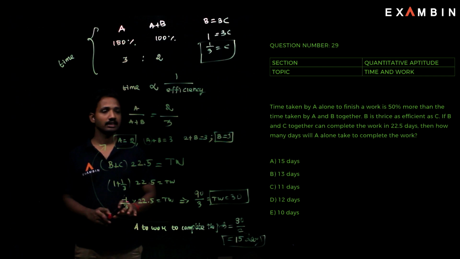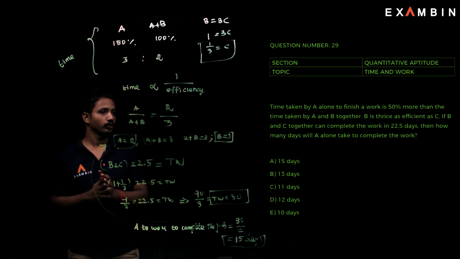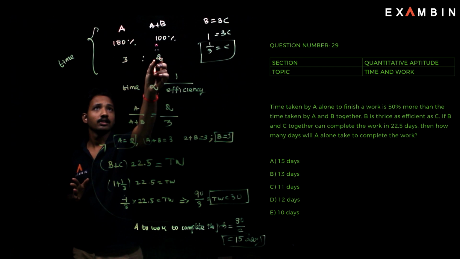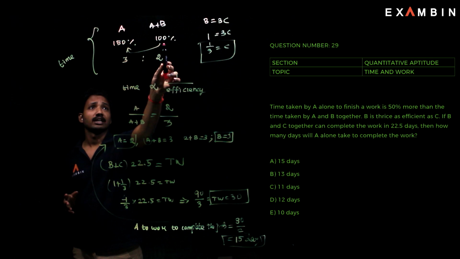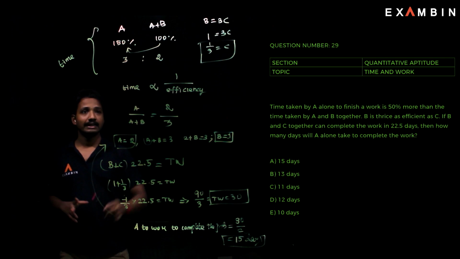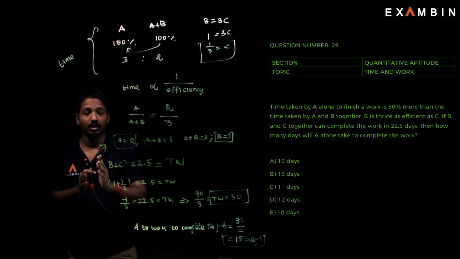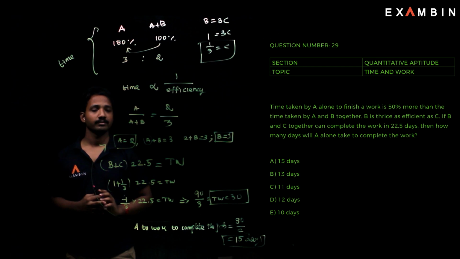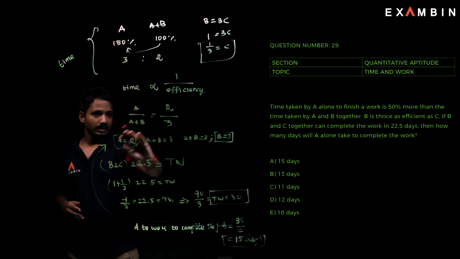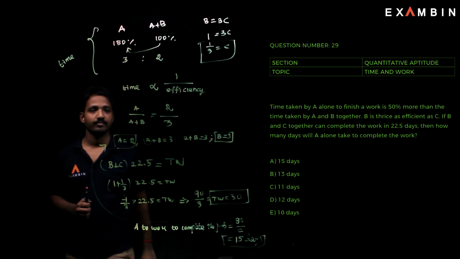So let's do a quick recap of this question. The time taken by A alone to finish the work is 50% more than A plus B. By reducing 150 and 100, we get 3:2. Time is inversely proportional to efficiency. So we write A is to A plus B as 2:3, that is, A divided by A plus B is equal to 2 by 3. By solving these, we get A as 2, B as 1 and C as 1 by 3.